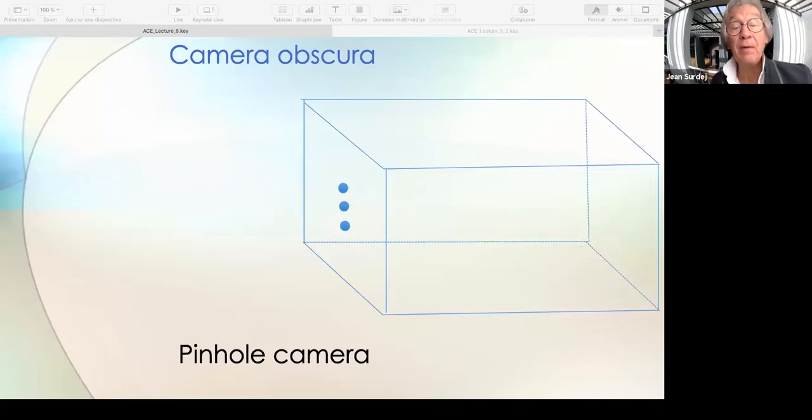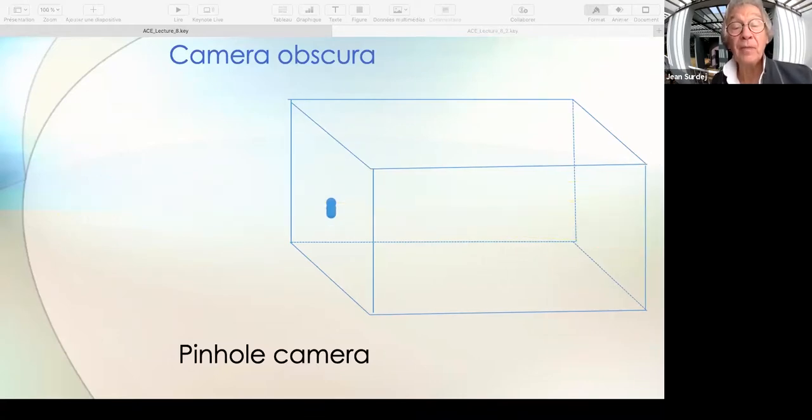Okay, if I now replace the candle by a sun-shining heart, placed very, very far away, we know that through the first hole I see this inverted image, then through the second hole, and the third hole.